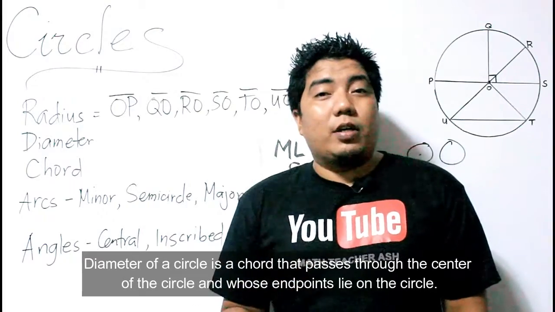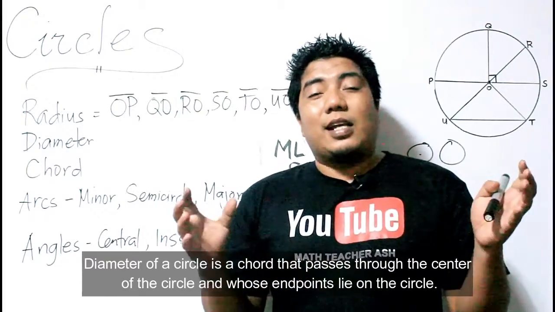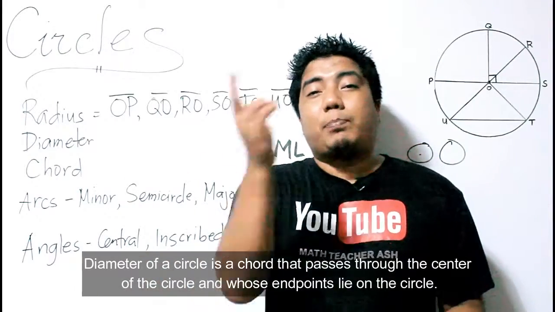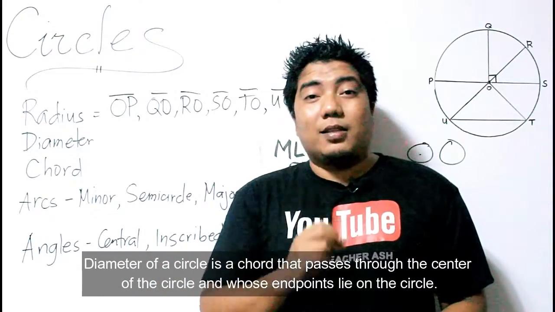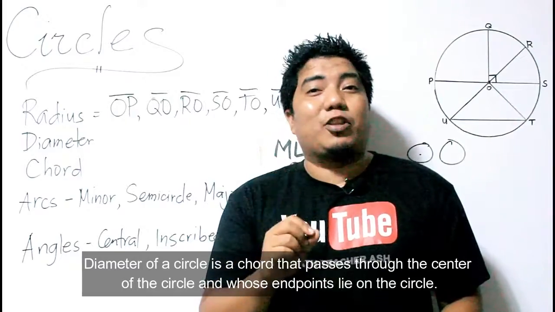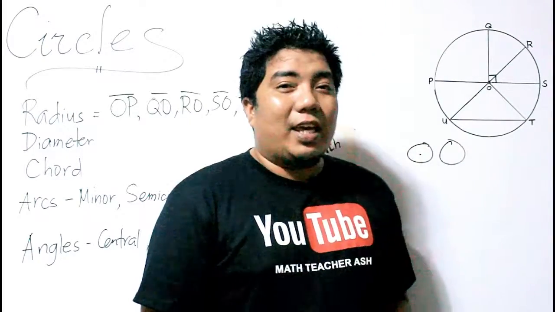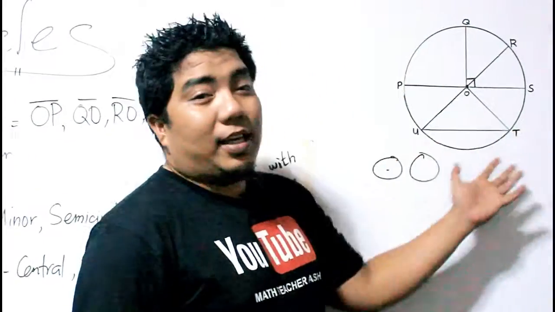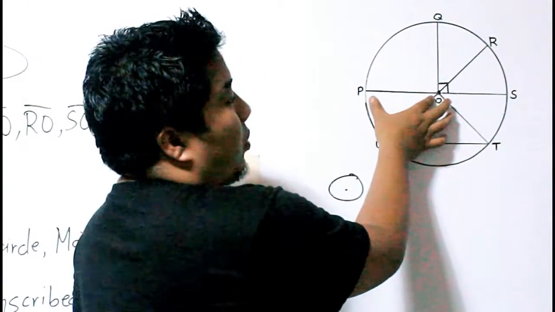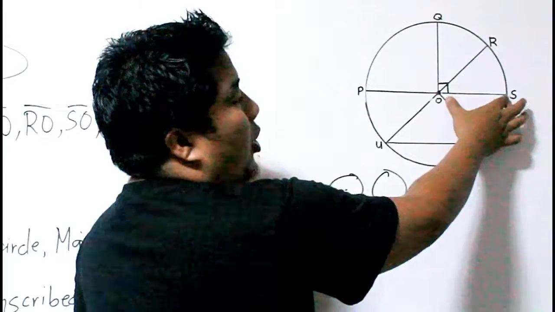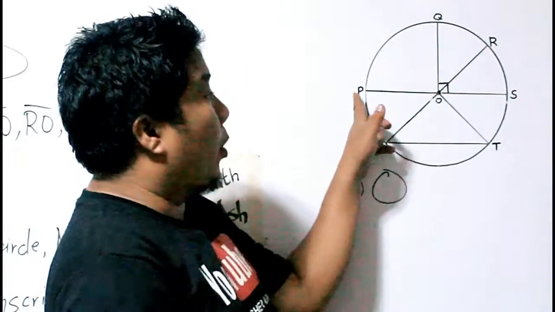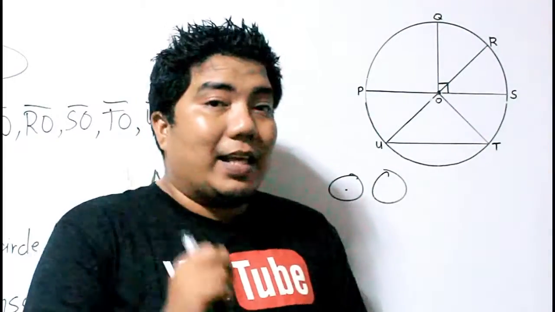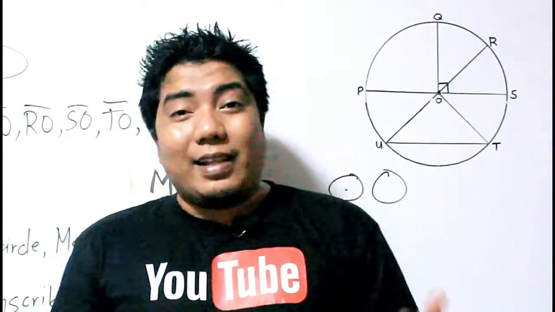Diameter is a chord, in which it is a line segment where the two endpoints are part of the circle, but it passes through the center of the circle. Basically, that is two opposing radii. As you can see here, this is one radius and another opposite radius. If you get the two endpoints, you have a line segment that is PS. That is considered as a diameter.